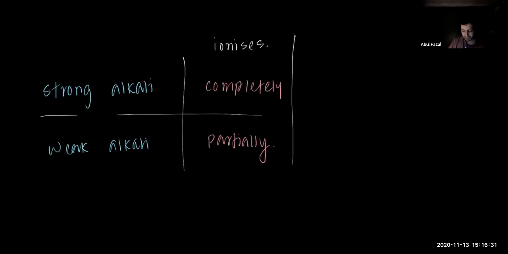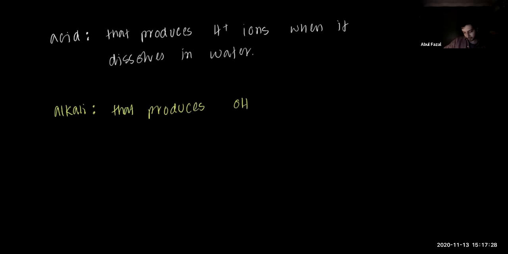Before we talk about what a weak alkali is, let's just talk about what an alkali is. An acid is just something that produces H plus ions when it ionizes, or when it dissolves in water. An alkali, instead of an H plus, produces an OH negative ion when it dissolves in water.